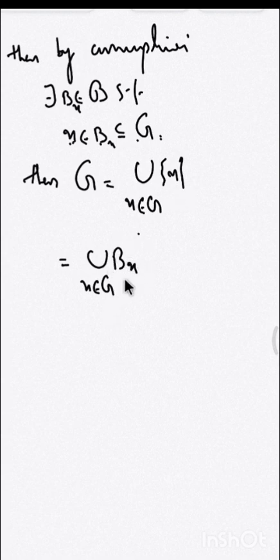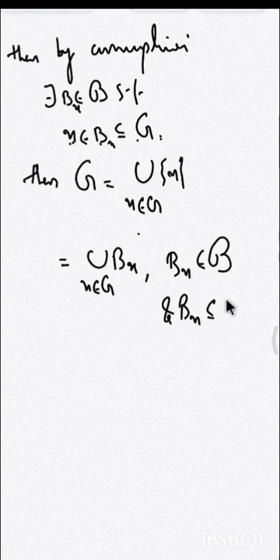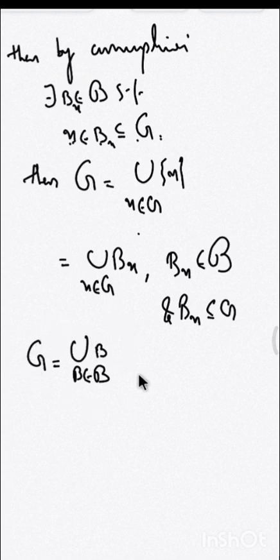And where did this Bx come from? This Bx is obtained from the definition of base. Therefore G can be written as union over x in G of Bx, where Bx is a member in script B and Bx is contained in G. This we know. So now G is equal to a union of members in script B. So every member in tau can be written like this. Therefore script B is a base for tau.